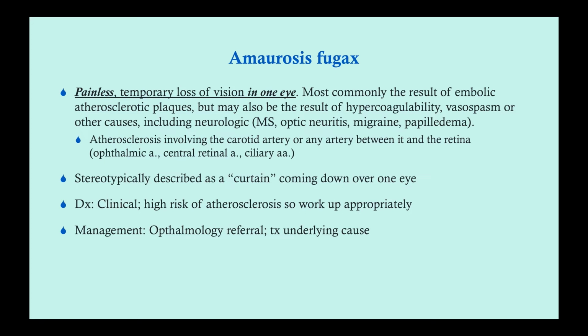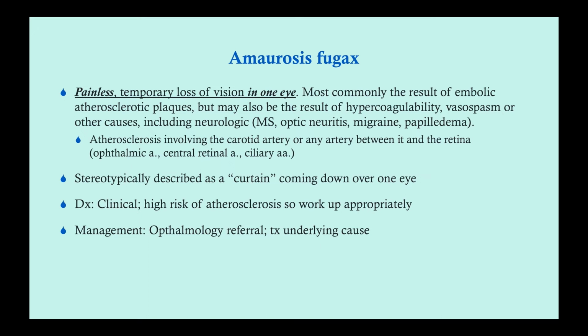Usually it's due to embolic atherosclerotic plaques, but it can also be due to other things that can impede or interfere with the delivery of blood to your optic circulation. So hypercoagulability, vasospasm, and other causes, including neurologic causes, can look like amaurosis fugax. Amaurosis fugax, remember, is a symptom. It's not really a diagnosis. So really, our diagnosis with this patient is atherosclerotic plaques in the circulation that leads to the eye. But amaurosis fugax is what we call these symptoms, and you want to know about this phenomenon for the test. So usually due to atherosclerosis involving the carotid artery or any artery between the carotid artery and the retina. So that's the ophthalmic, central retinal, or the ciliary arteries.